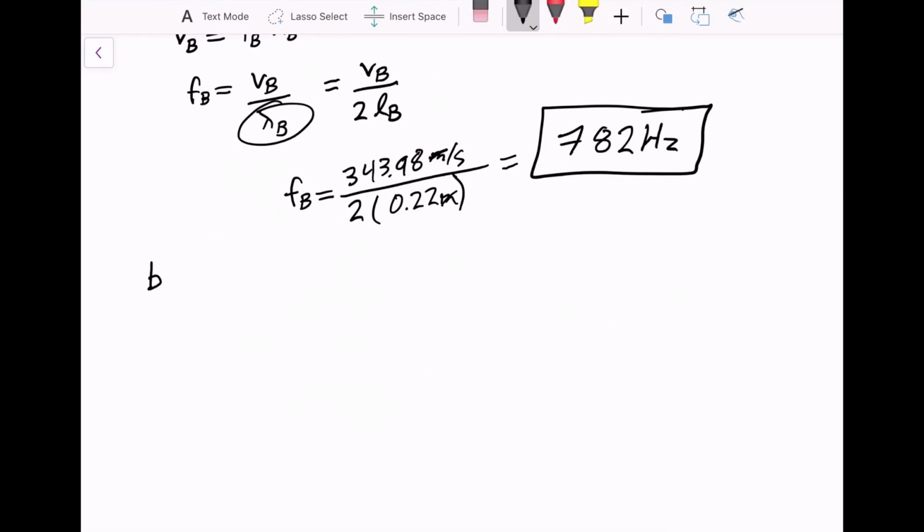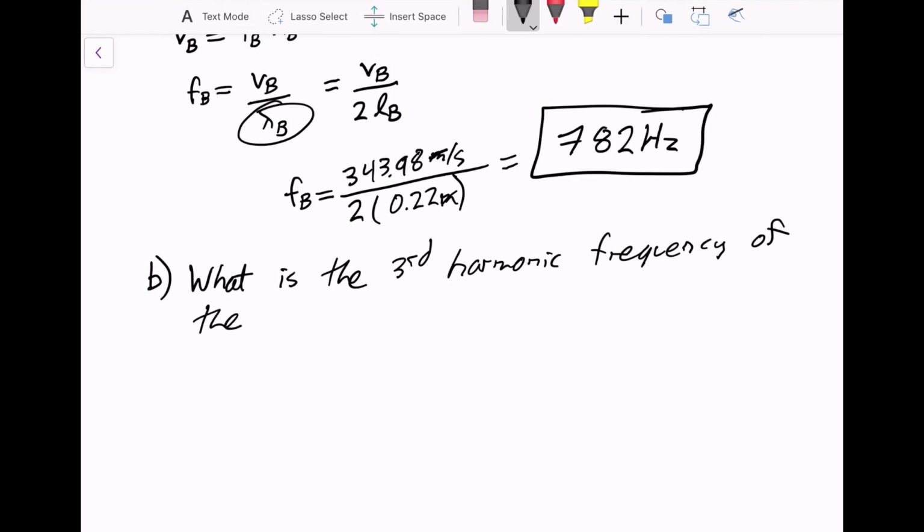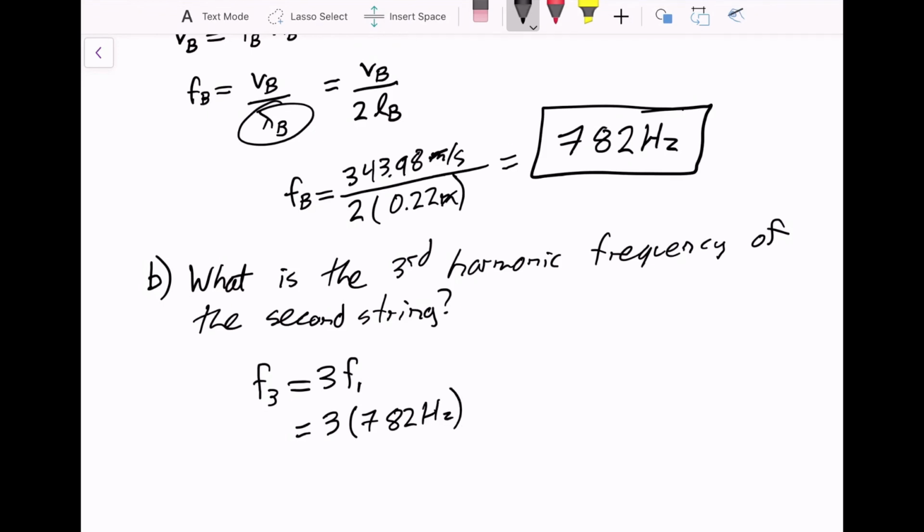If we add, say, a part B to this question, let's say, what is the third harmonic frequency of the second string? Well, the third harmonic is just going to be equal to 3 times the first harmonic for a standing wave in a string. So in this case, we can just multiply 3 by that 782. So if we want to get the third harmonic showing up here, we would end up with 2.35 times 10 to the 3 hertz would be what the third harmonic looks like.